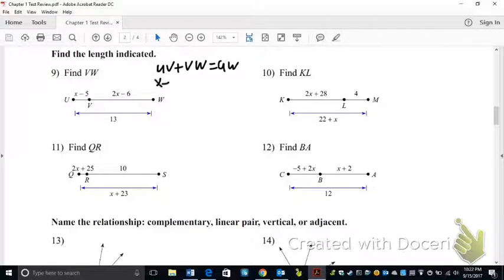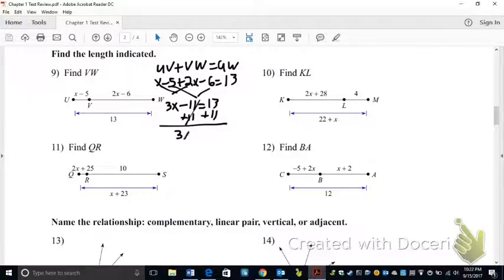So now I know that UV is x plus negative 5, VW is 2x minus 6, and UW is 13. So I'm going to go 2x plus x is 3x. Negative 5 minus 6 is negative 11. And that's going to be equal to 13. So I'm then going to add 11 to both sides, and I'm going to get 3x equals 24. Divide by 3, and I get x equals 8.